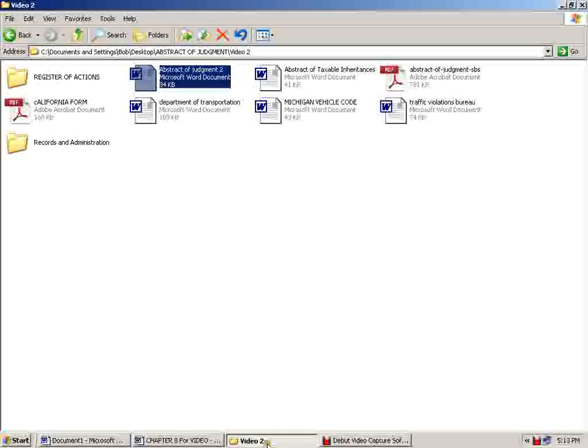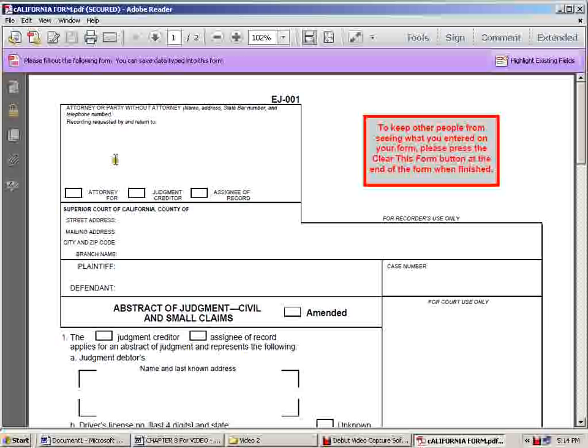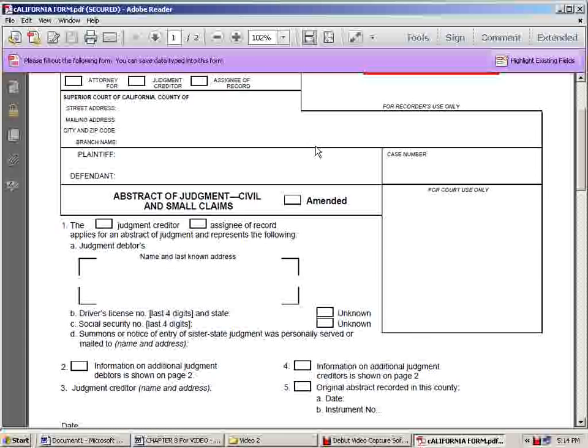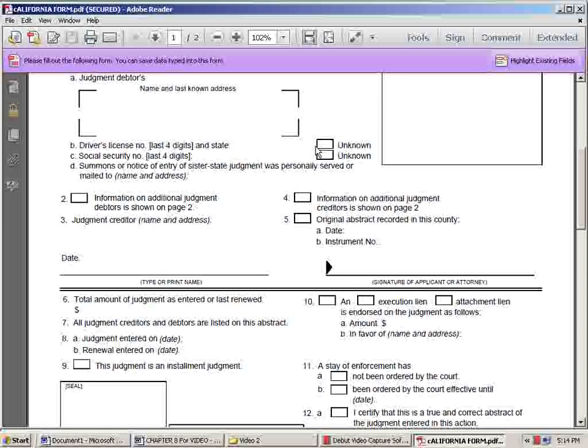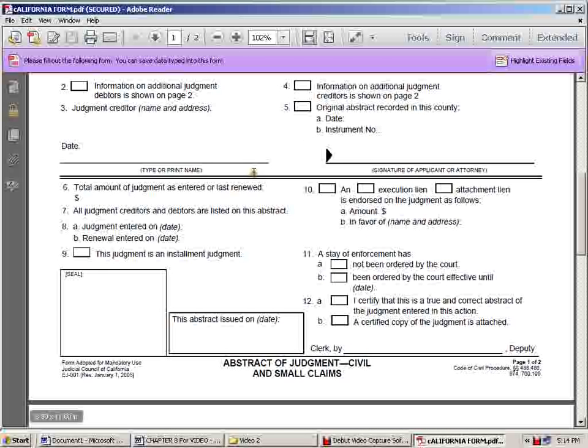So this is like what a civil case looks like. Abstracted judgment. Right here. This is from California. Abstracted judgment, civil and small claims. That's what the form looks like. Blah, blah, blah, right? Not a lot to it. The interesting thing is down here where it says seal, that's where the seal of the court goes, and certified by, the name of the clerk goes in this block here. The abstract issued on some date.